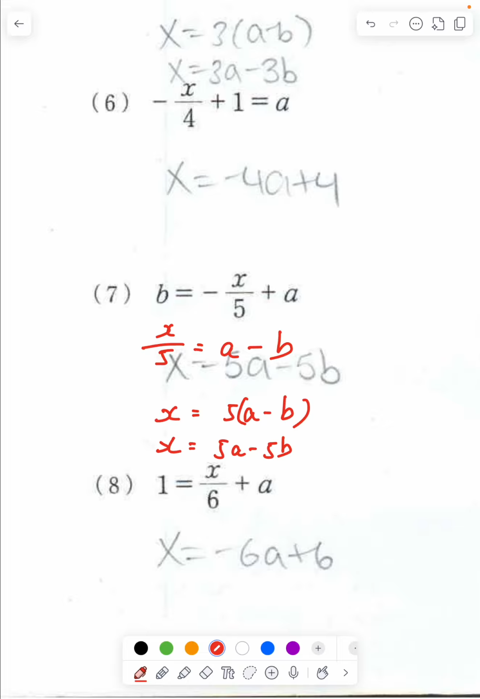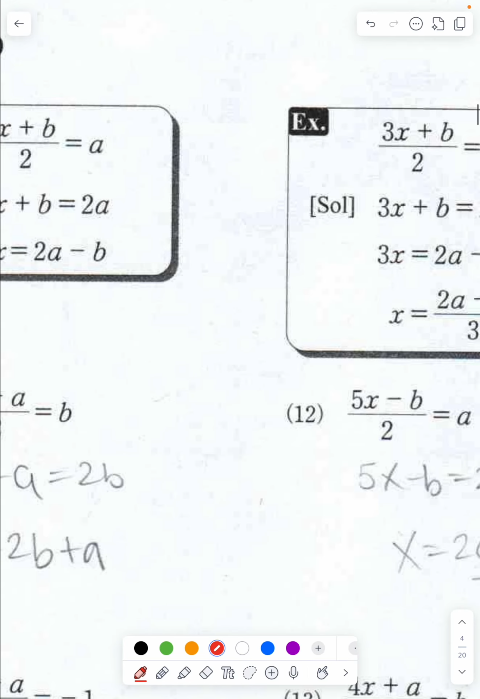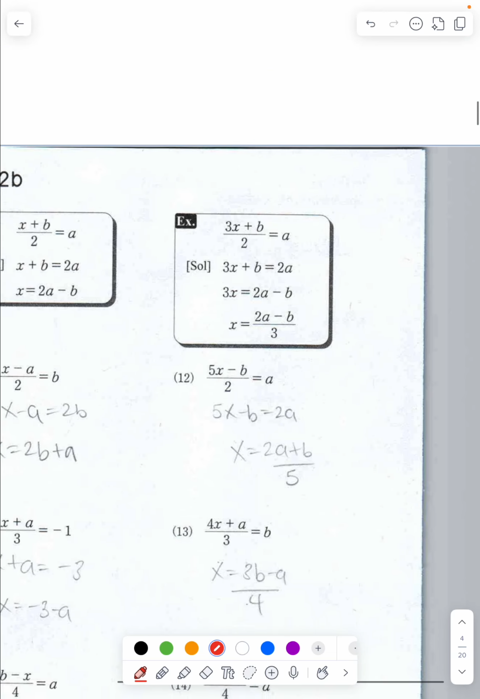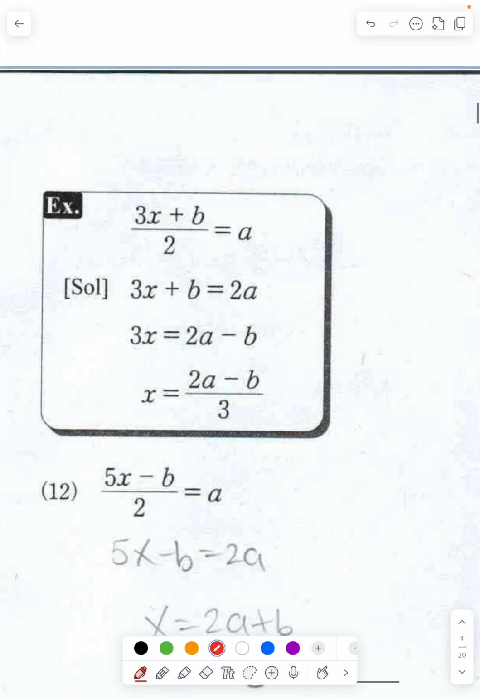All the others are pretty similar. Good. 62b. Let's try the example first. We have 3x plus b equal to 2a on the right side. We multiply both sides by 2. Then on the left side, we only have 3x plus b left, and on the right side, we have 2a left. Any questions? Now we want to move the b to the right side. That's why we get the negative b here. And then we divide by 3, so it becomes 2a minus b over 3.